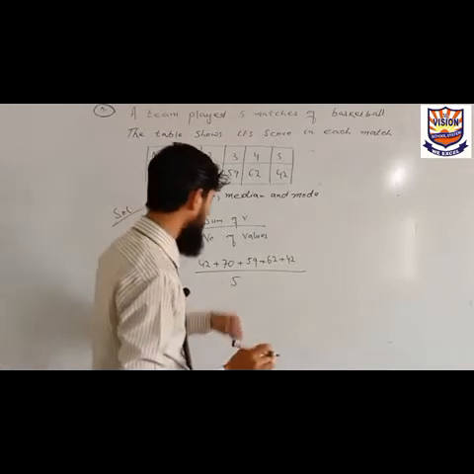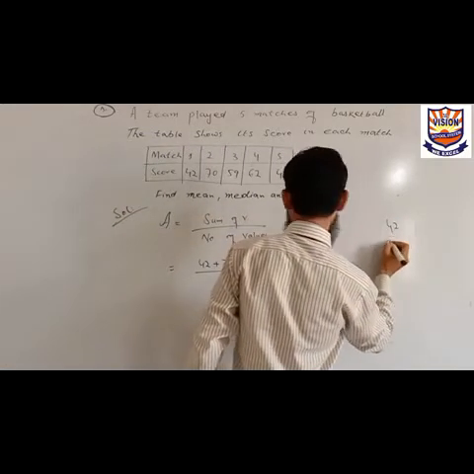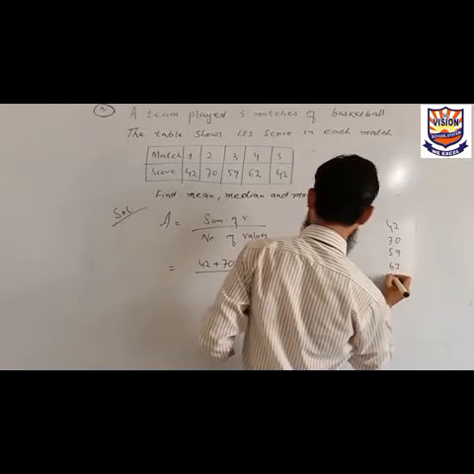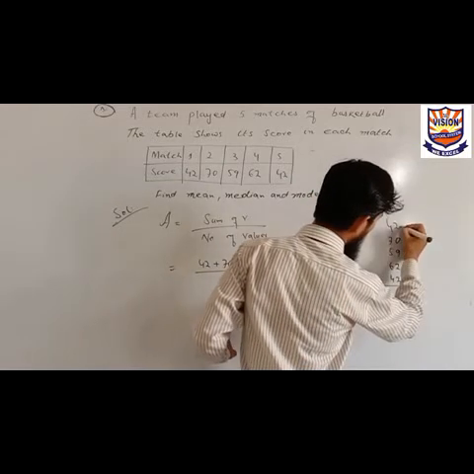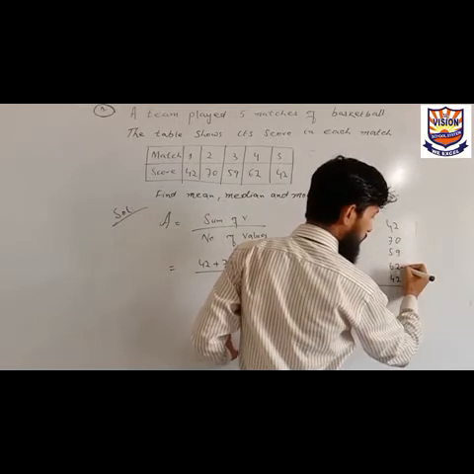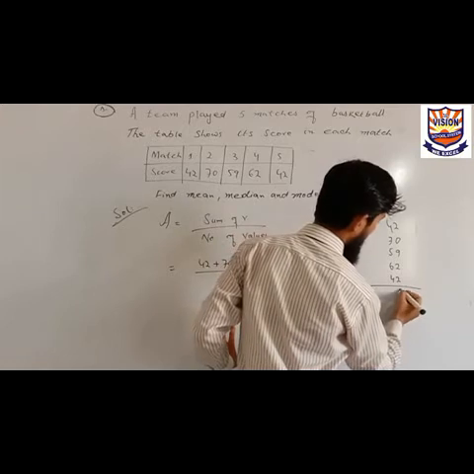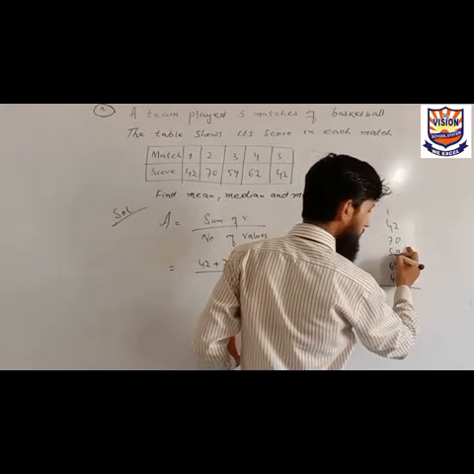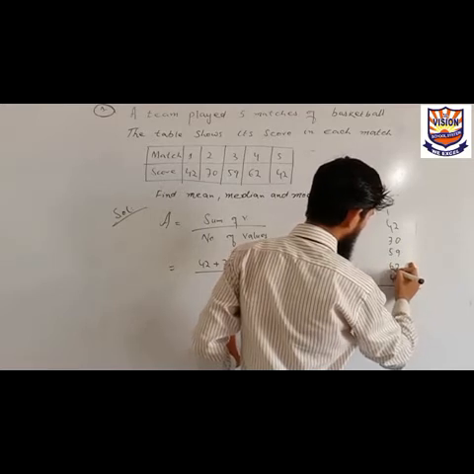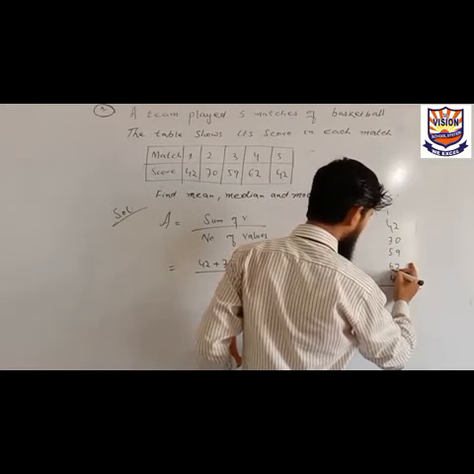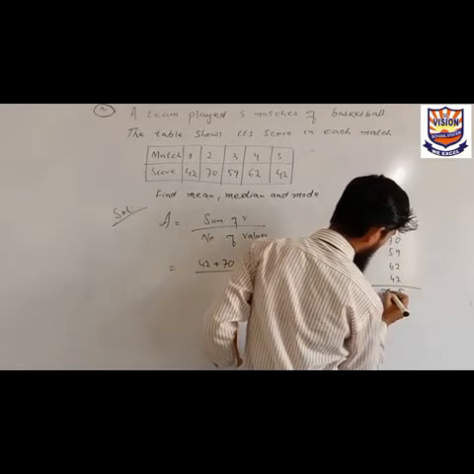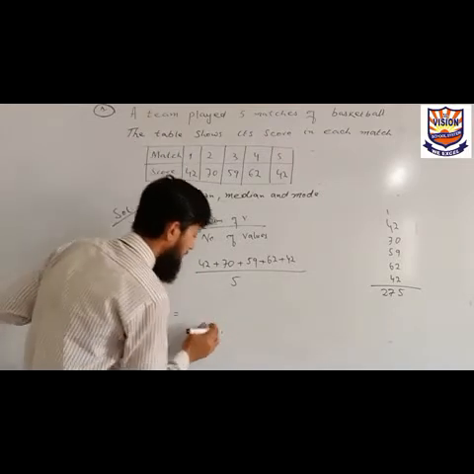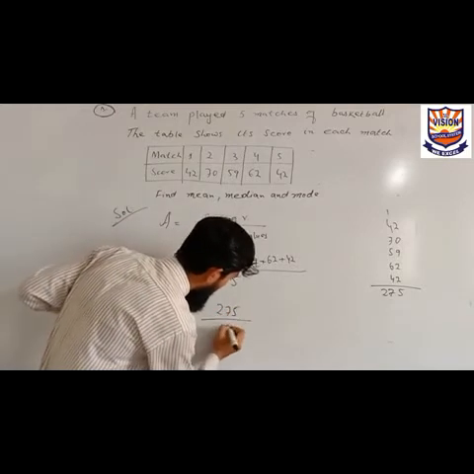Now take the sum of these values. So calculating 42, 70, 59, 62 and 42. 2 plus 9, 11, 11 plus 2, 13, 13 plus 2, 15. 5 here, 1 will go up. 1 plus 4, 5, 5 plus 7, 12, 12 plus 7, 19, 19 plus 6, 25, 25 plus 2, 27. Now the sum of these numbers is 275. 275 divided by 5.